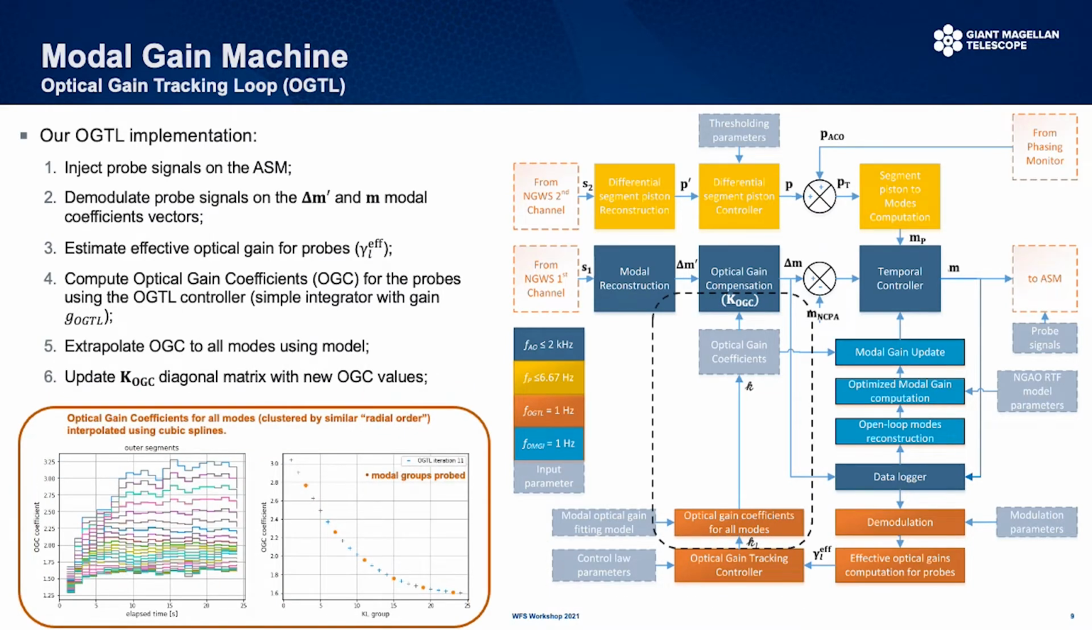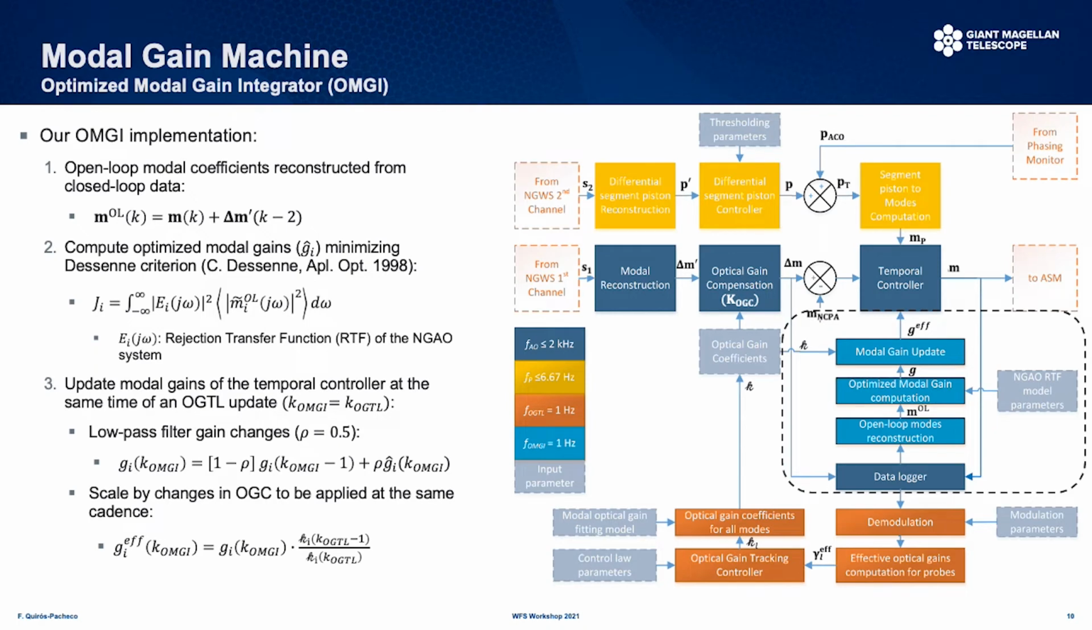Once these optical gain coefficients are determined, we now need to extrapolate to all the other modes, clustered by similar radial orders, and currently we do this interpolation using cubic splines.